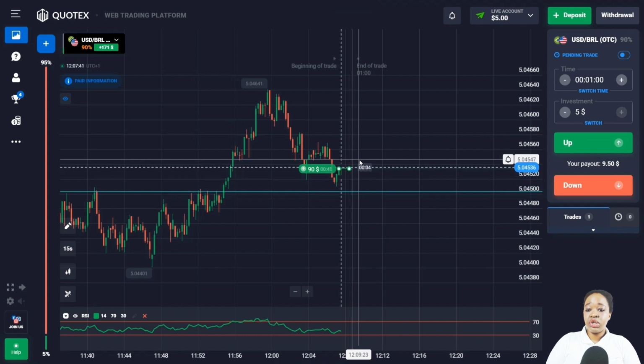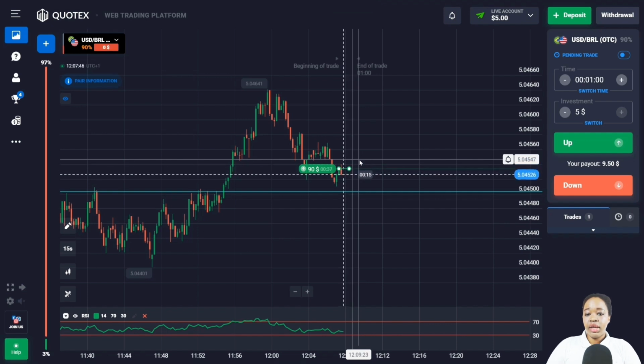There will be a certain correction, and I think that in this situation 1 minute will be quite enough for this. There may be a small pullback, but I'll try and make very good profit from this correction movement.